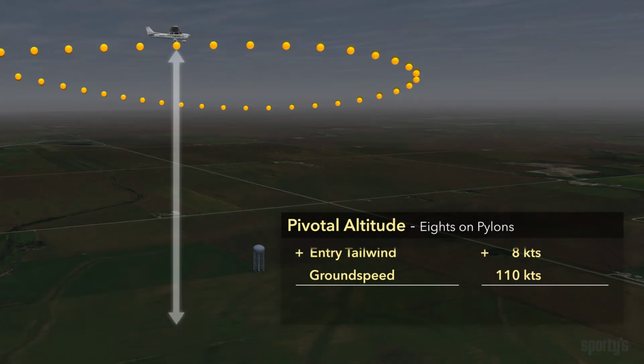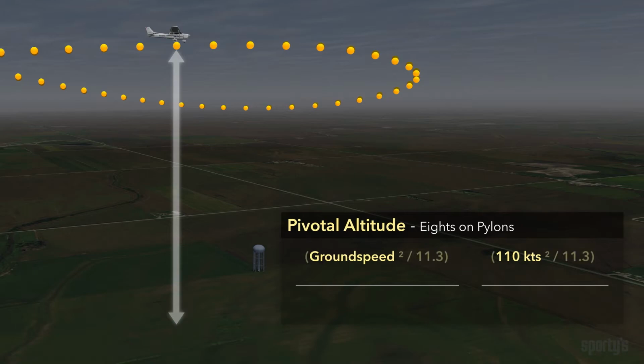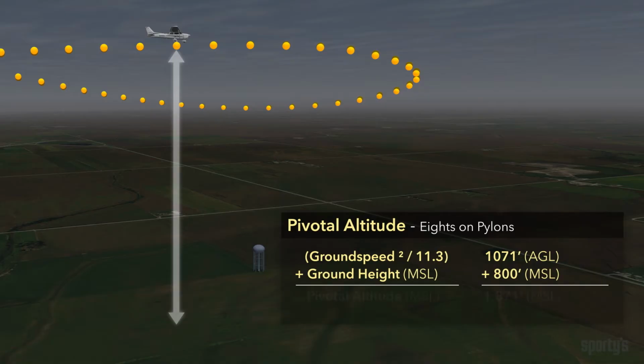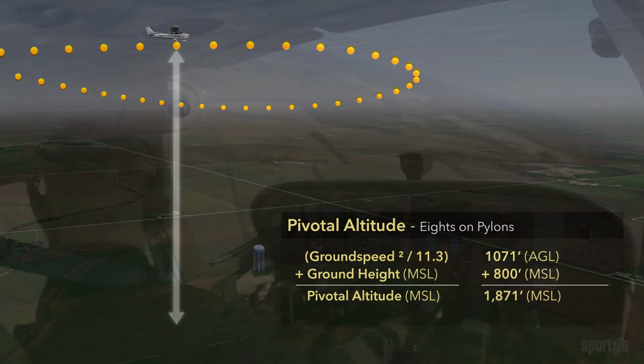Take the calculated ground speed in knots, square it, and divide by 11.3 to determine the pivotal altitude in AGL format. The last step is to add the mean sea level altitude for where you'll be flying to get the final calculated pivotal altitude in MSL, which is the altitude you'll use to start the maneuver.